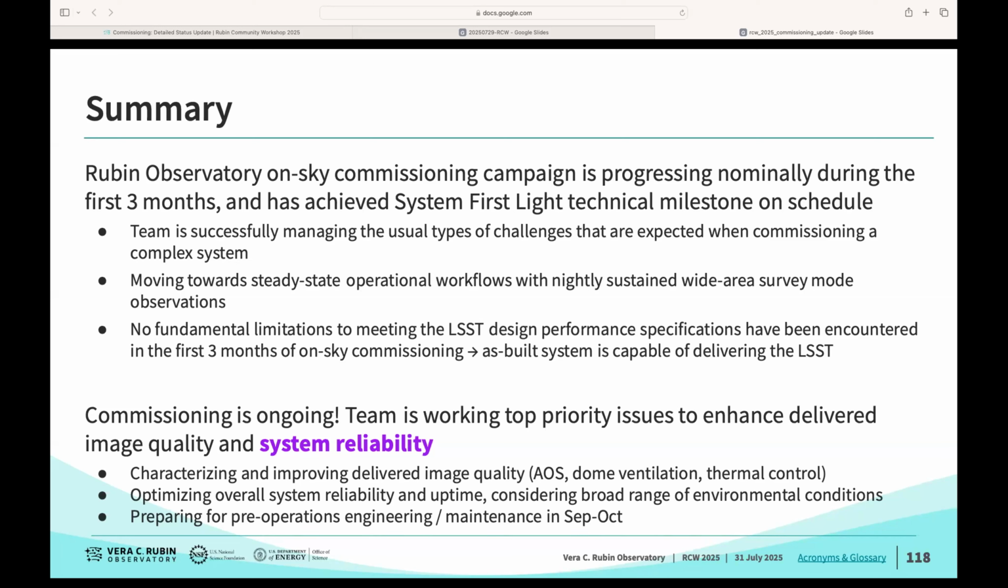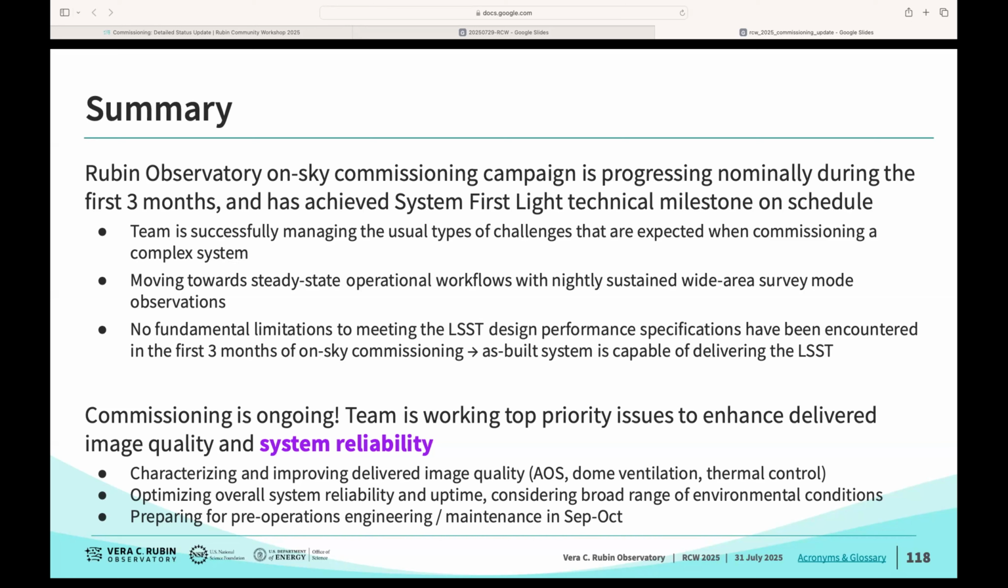And a way of thinking about this is that we're not just commissioning the hardware and software, we're also commissioning our team and being ready to run a survey for 10 years continuously. At this point, we haven't found any fundamental limitations that are limiting the LSST system performance during the first 3 months. We believe that the system is capable of delivering the LSST. That being said, commissioning is still ongoing.